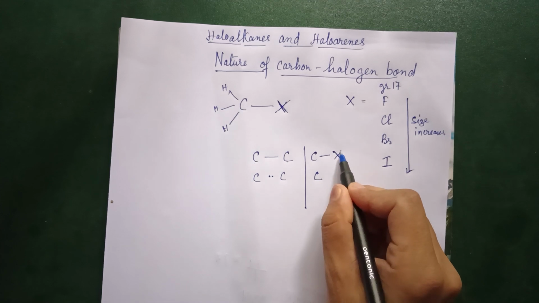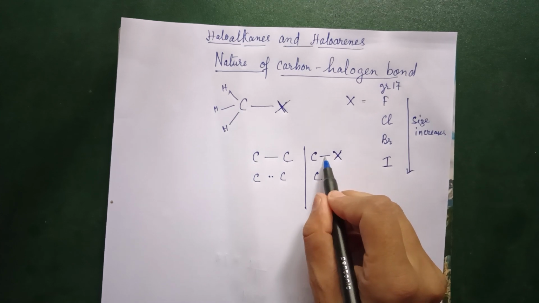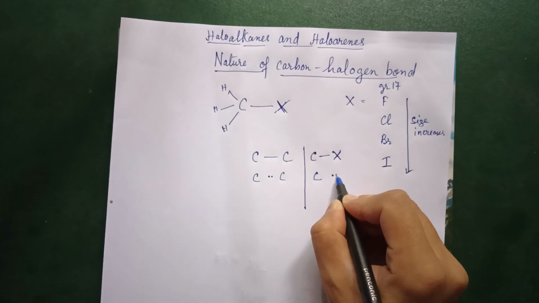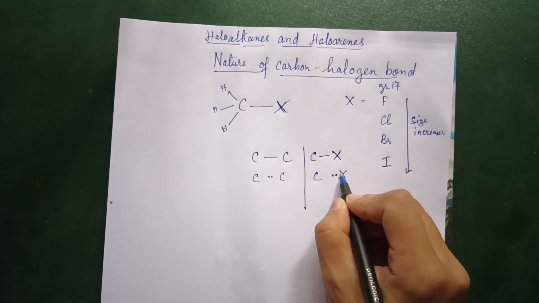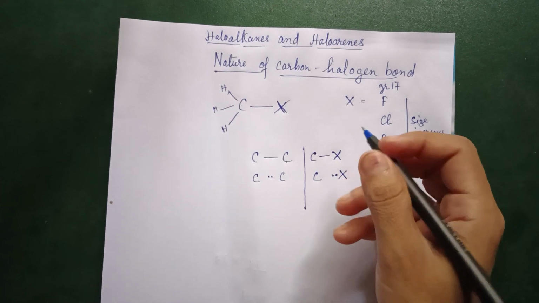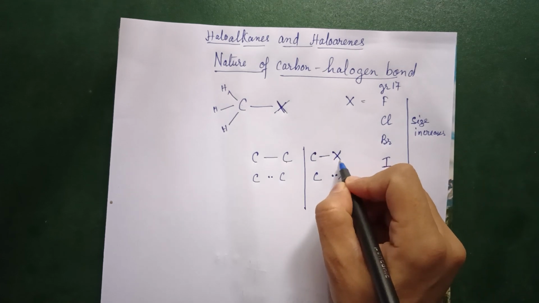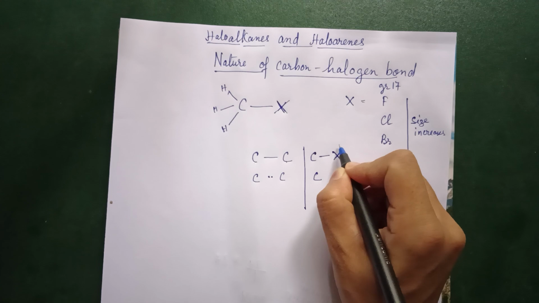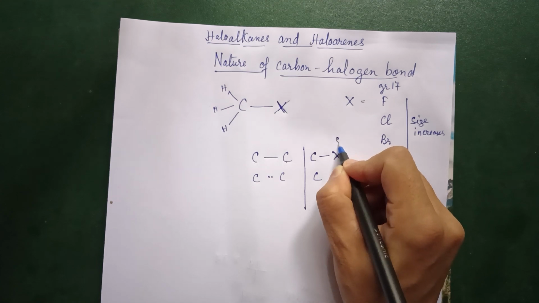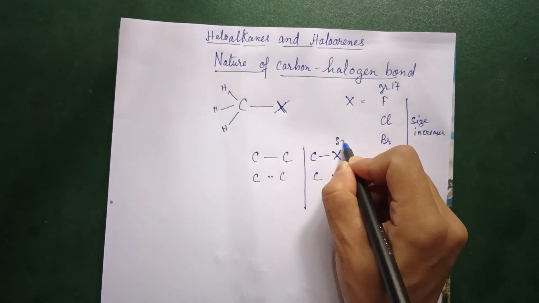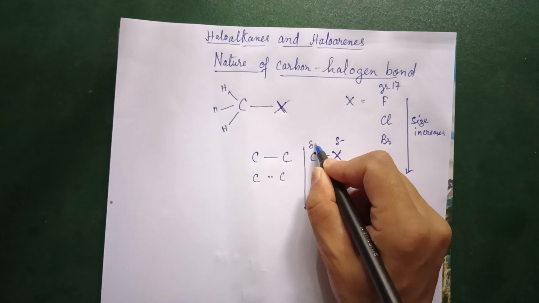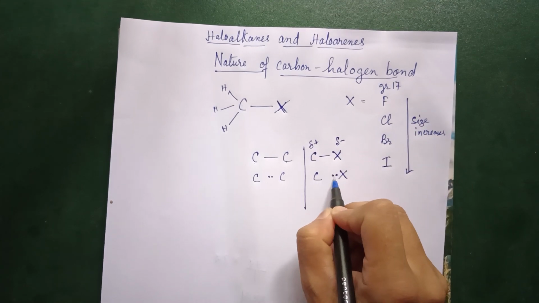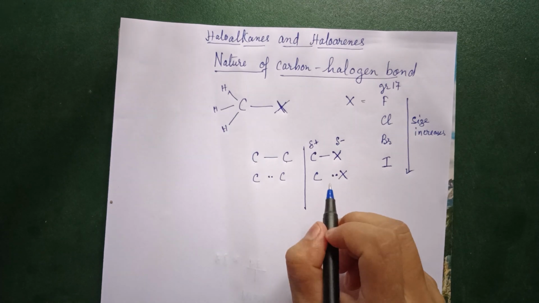due to the electronegative nature of the halogen, it will have the tendency to pull the electrons towards itself. So the electrons will be somewhat shifted towards the halogen. Due to that, the halogen will acquire a partial negative charge and the carbon a partial positive charge, because the electrons shift towards the more electronegative element.